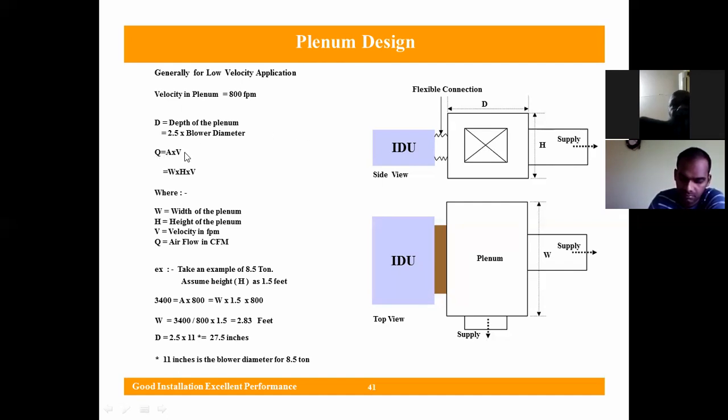Q is equal to A into V. You will be knowing Q, you will be knowing V, and in order to know A, width into height, you will be knowing height. From that, you will be getting width also. So width is found, depth is found, and height is also found. So you can write this.